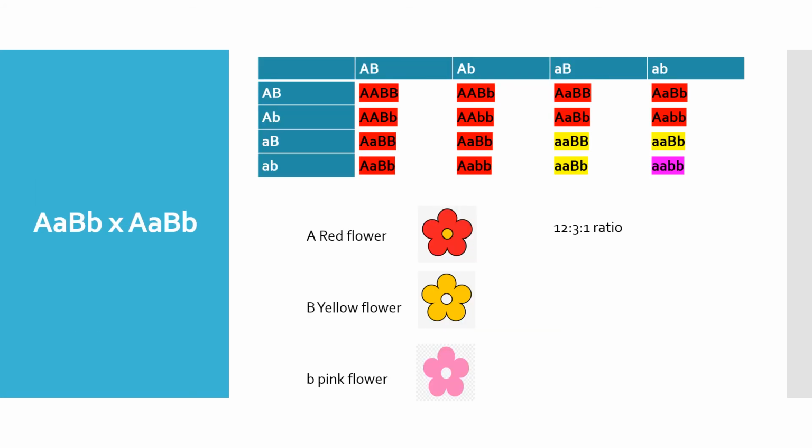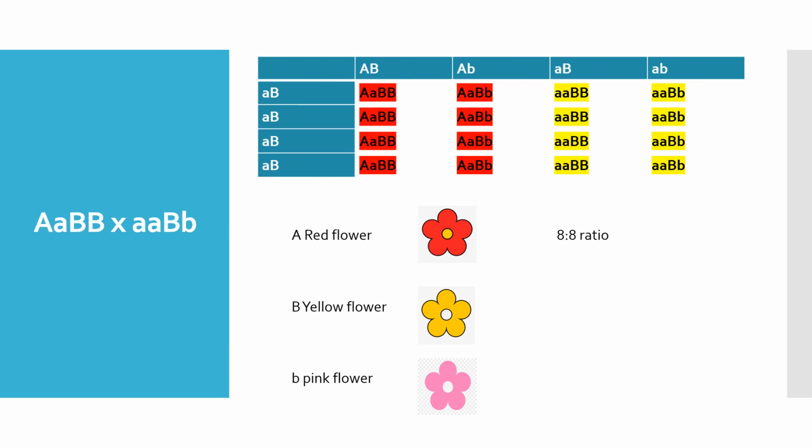For this example, this is a dihybrid cross. The resulting progeny reveal that we have 12 that have at least one big A, so they're going to be a red flower. We have 3 that have no big A's, but they have at least one big B, which is going to be a yellow flower. And then this very last one, there are no big A's or big B's, so it's not going to be red or yellow. There's no epistasis, but the 2 little b's are going to give off a pink color.